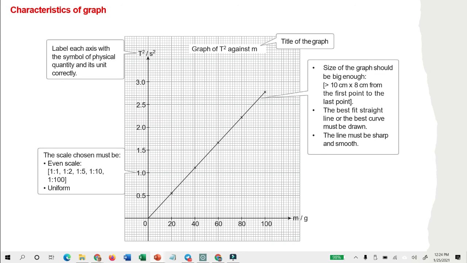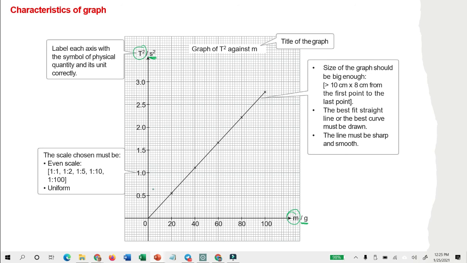Okay, so the characteristics of a graph. When you draw a graph, there are several important things that you have to remember. The first one: you must make sure you have labeled the axes correctly. Next, number 2, make sure you write the unit if there's a unit.